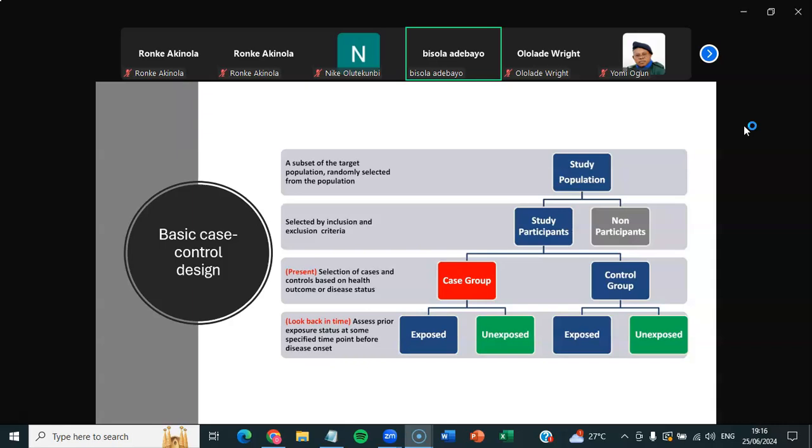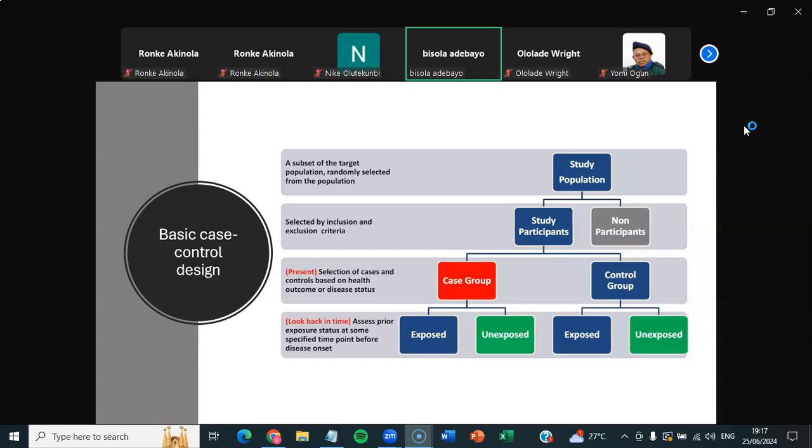So this is the basic design of a case control study. We have our study population, and then we have a subset of the target population randomly selected. You need to define your inclusion and exclusion criteria by which you classify people. So we select our study participants just like any other study. And then we select our cases and controls based on health outcome or disease status. So we have our case group and our control group, and then we look back in time and assess both groups.